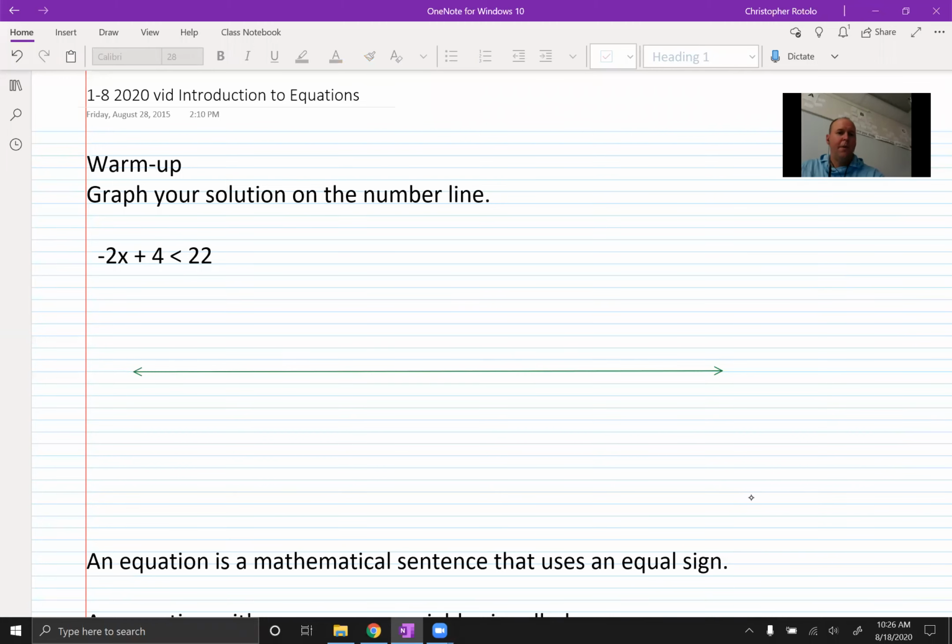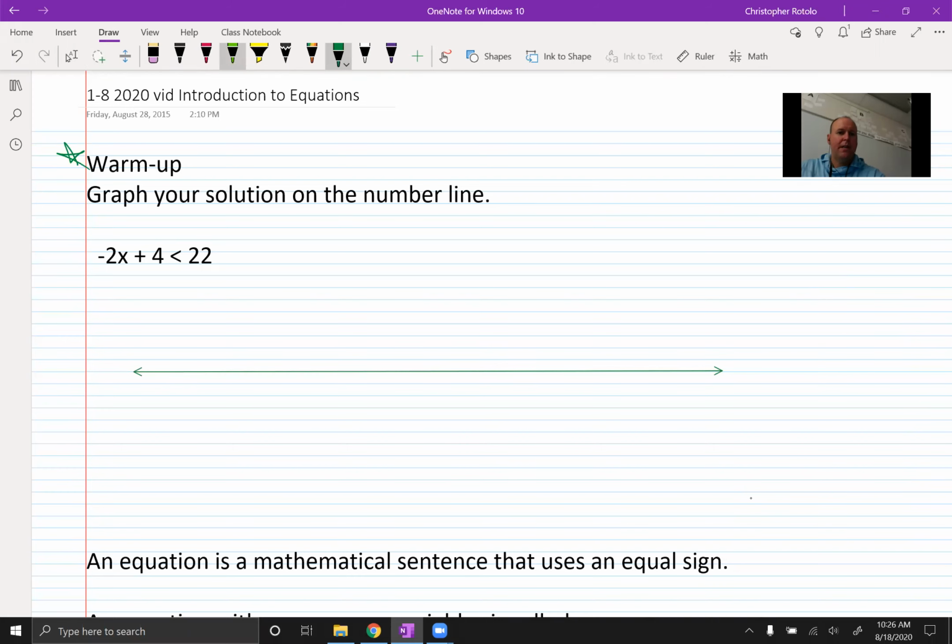All right, quick little warm-up today. You want to pause the video and see if you can recall how to solve some equations here. This one happens to be an inequality. We're going to work on some equations, how to write them, and just some vocab that rarely gets used, but when it does, it kind of makes sense. All right, so go ahead and pause, solve this one out.